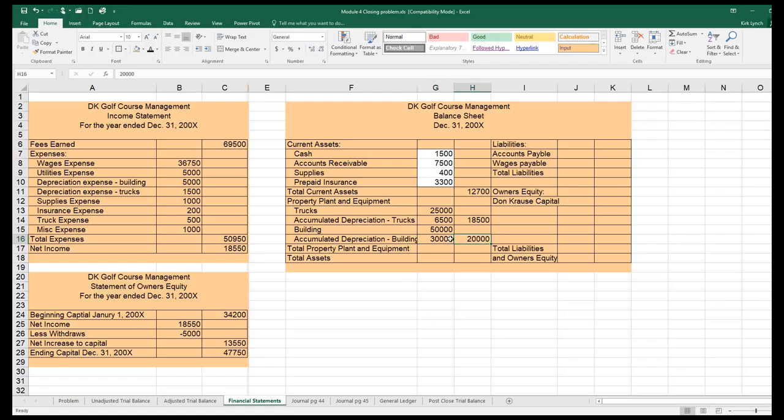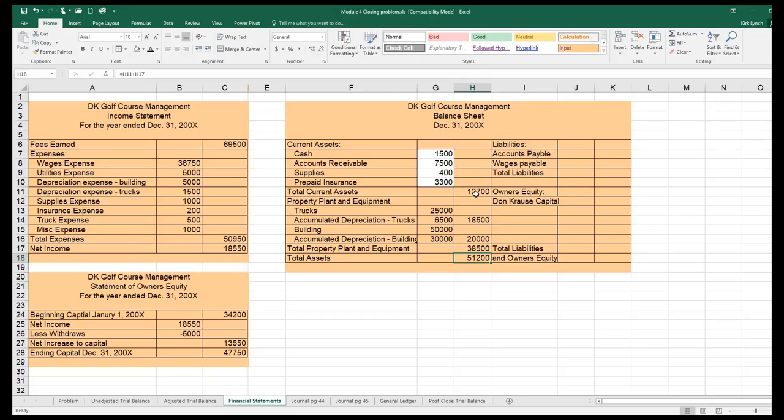Our total property, plant, and equipment, you add the book values together of the property, plant, and equipment assets. In our case, that would be 38,500. And so our total assets are our total current assets plus our total property, plant, and equipment. And so that's going to be equal to 12,700 plus 38,500, or 51,200. And when we're all said and done with this balance sheet, if the number right there is not the same number as that right there, then we have done something wrong.